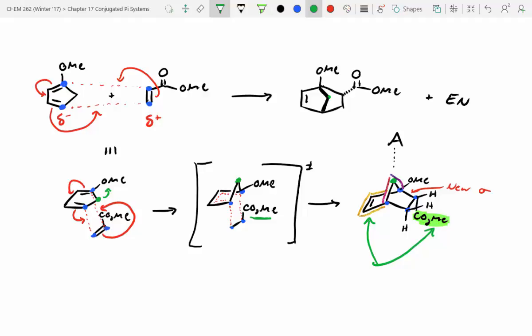Yep. Okay. Exactly. So is that kind of like you have an electron withdrawing group and an electron rich group, and they're attracted to each other? It has more to do with stabilizing the transition state than the overall stereochemistry of the final product. So you want that methoxy group to be underneath in the transition state.